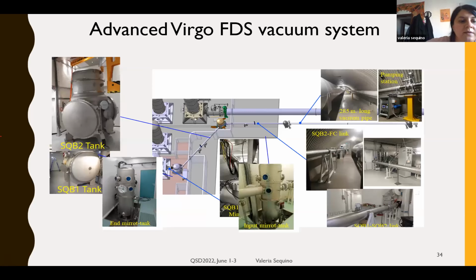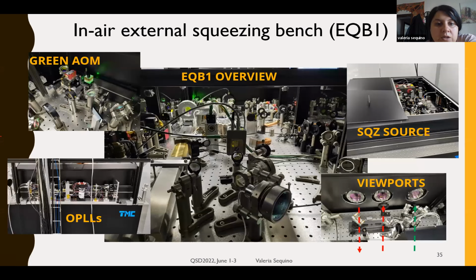Here are some pictures. We can see the vacuum tanks, the ones for the first and the second suspended bench, and the one for the filter cavity, where we have the input mirror and the cavity, and the pipes that I showed in the picture. This is an overview of the benches. We have our squeezing source. This is our breadboard of 1 meter by 1 meter.